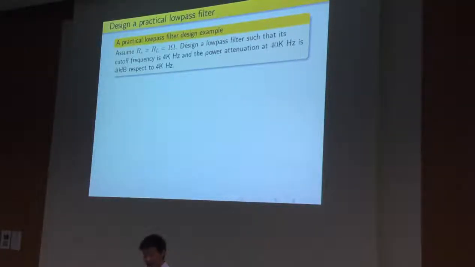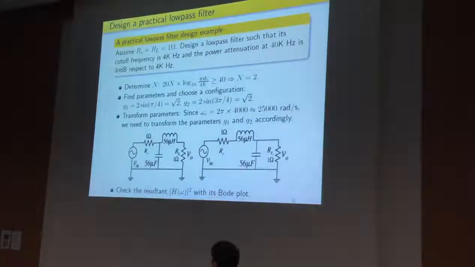Okay? Now, I ask you, from 4K to 40K, how many decades are there? So how to interpret this sentence? It tells you I ask for a rolling off rate of at least 40 dB per decade. Am I right? Yeah, so this is how we interpret this parameter. Okay, so now I need to figure out n first. So 20 times n times the number of decades from 4K to 40K must be greater or equal to 40.